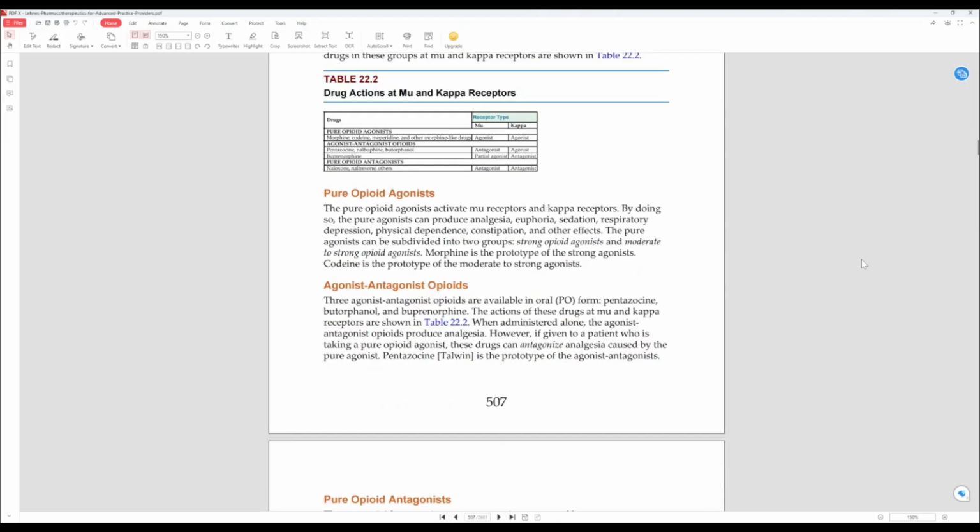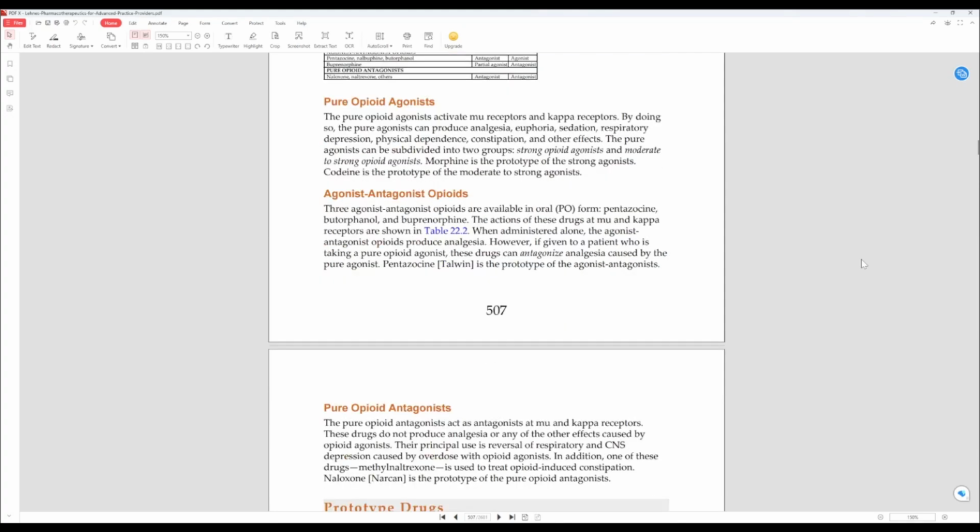So, speaking now on pure opioid agonists. The pure opioid agonists activate mu receptors and kappa receptors. By doing so, the pure agonists can produce analgesia, euphoria, sedation, respiratory depression, physical dependence, constipation, and other effects. The pure agonists can be subdivided into two groups: strong opioid agonists and moderate to strong opioid agonists. Morphine is the prototype of the strong agonist. Codeine is the prototype of the moderate to strong agonist.